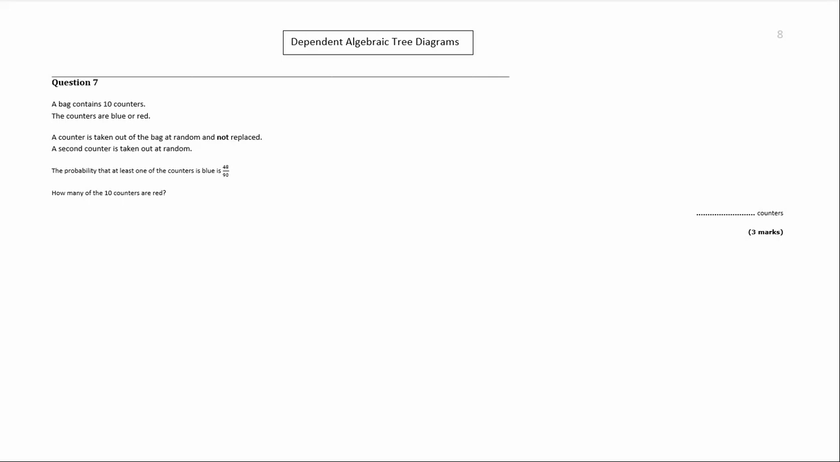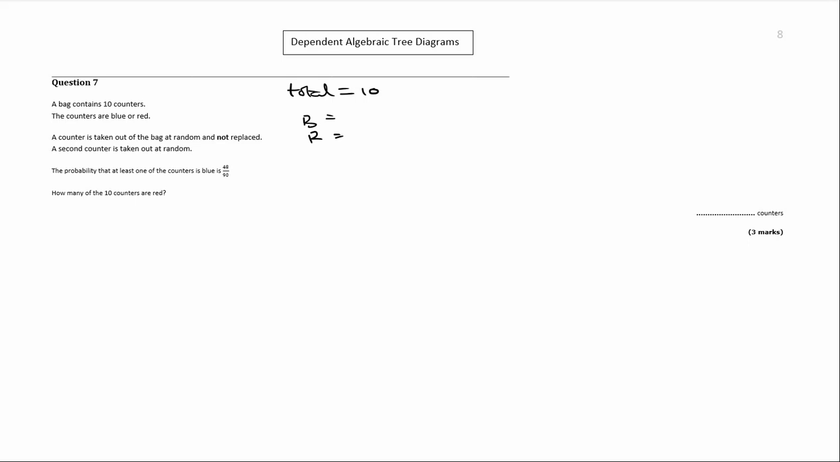This is question 1 for you, but it's question 7 on the worksheet, just because there were the ones before on independent. So again, let's just go through the question and simplify it a little bit. A bag contains 10 counters, so I'm going to say my total equals 10. They're either blue or they're red. A counter is taken from the bag and not replaced. A second counter is taken at random. The probability that one of them is blue is 48 over 90.